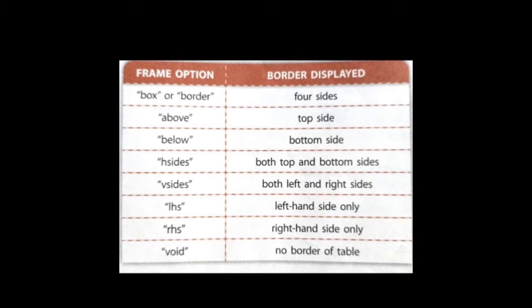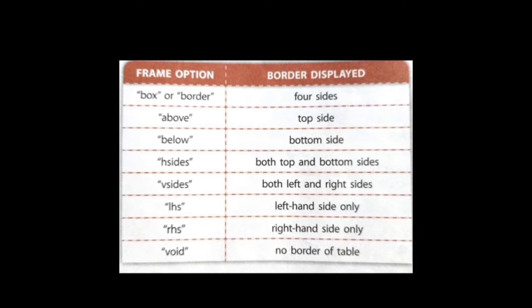And then above specifies the top side border of the table. Then below specifies the bottom side of the table. Then hsides means both top and bottom sides. Then vsides displays both left and right side borders. Then LHS, left hand side, displays only the left hand side border. Then RHS, right hand side border, and then void, no border of the table. It will not display any border of the table.